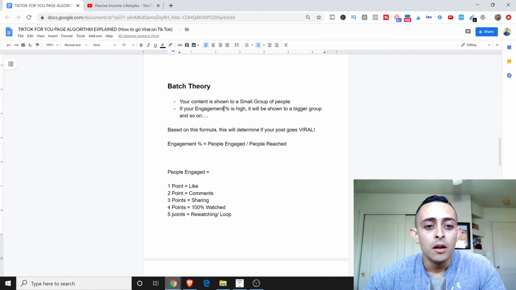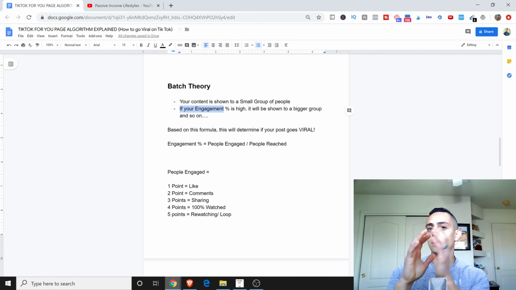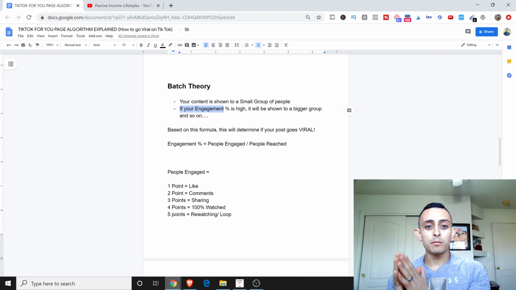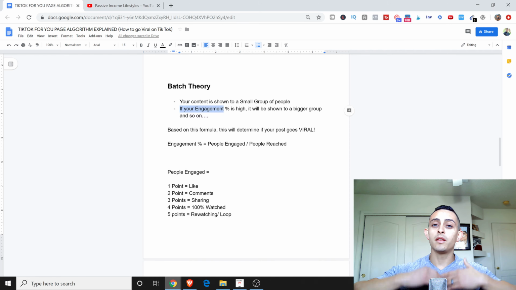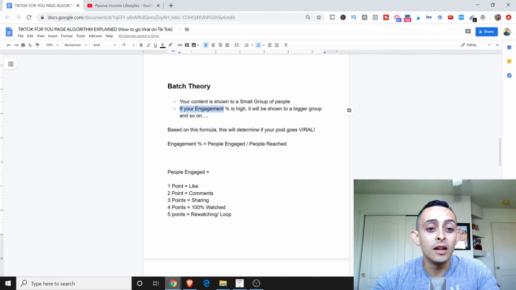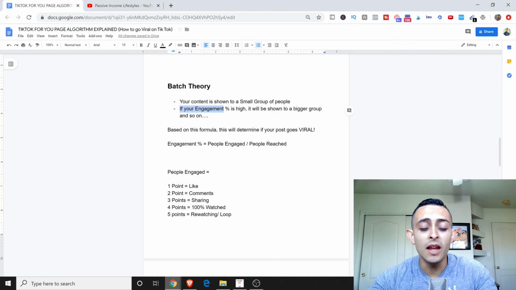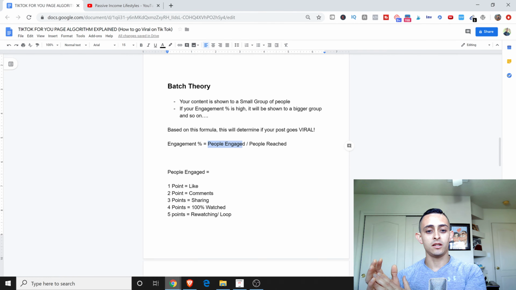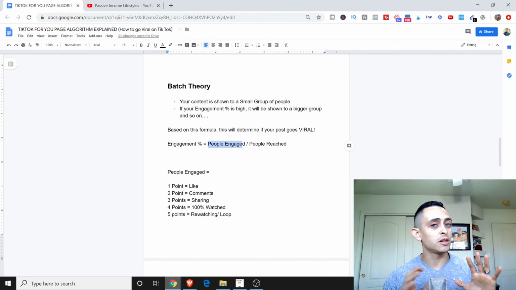So basically it's going to be based on engagement percentage. Like I said, if it shows it to 1,000 people and your engagement percentage is high, then it's going to show it to another batch of people until it goes viral. That's basically what batch theory is. Now, the engagement percentage is basically people engaged divided by people reached. Now, I don't know the exact percentage.